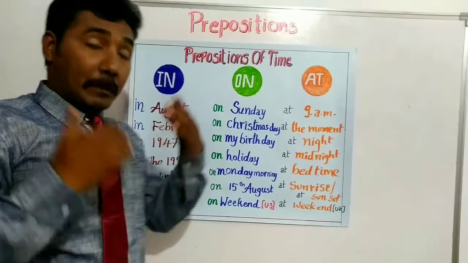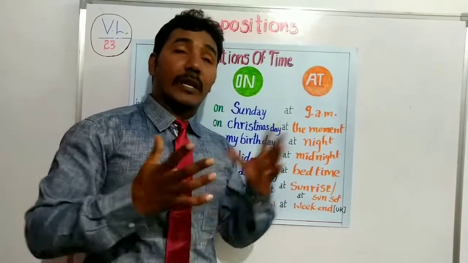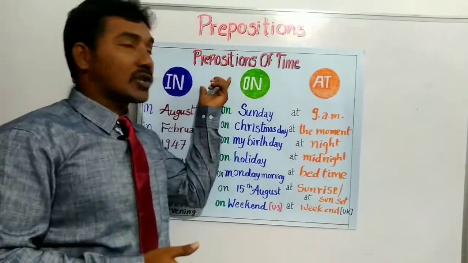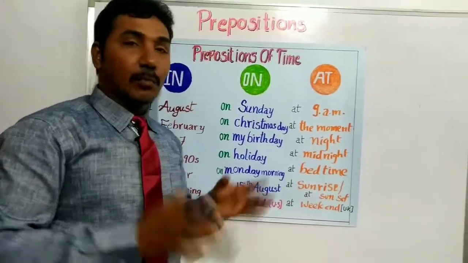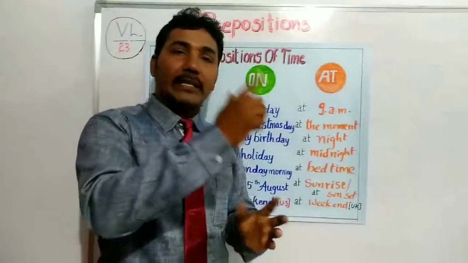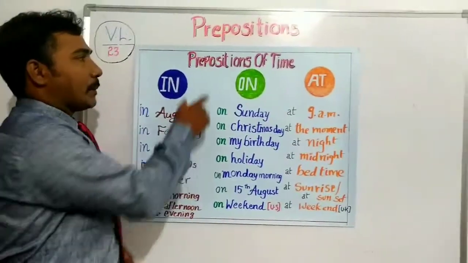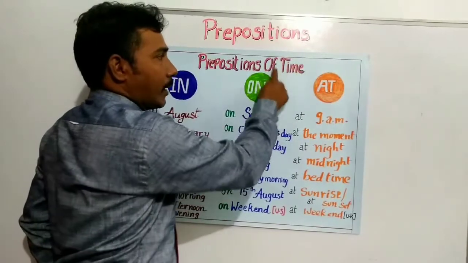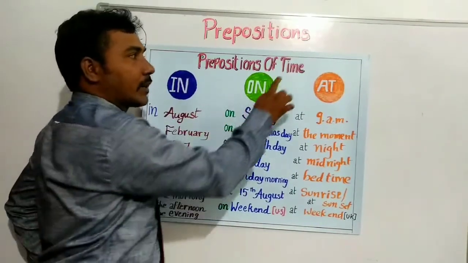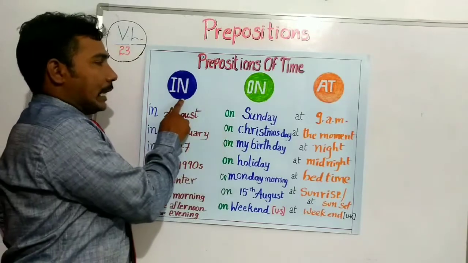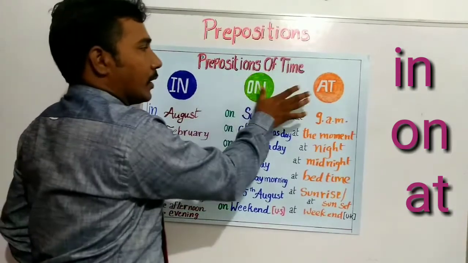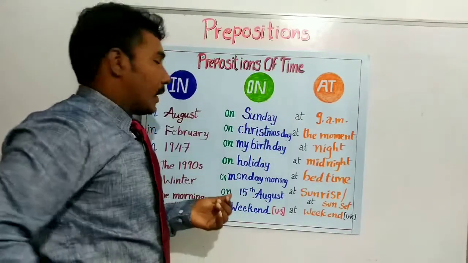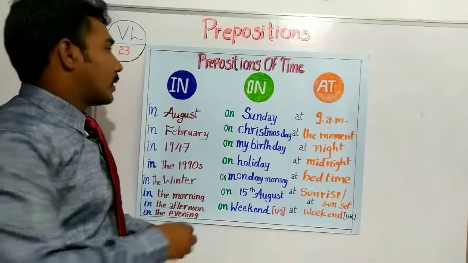Prepositions of time. Yes, many of you, many students, are confused about which preposition we should use at the exact time. This is most important, friends. So let's have a brief look here. For prepositions of time, we should use only three: in, on, at. These prepositions are used to indicate the time. Okay. Yes. And first we take in.